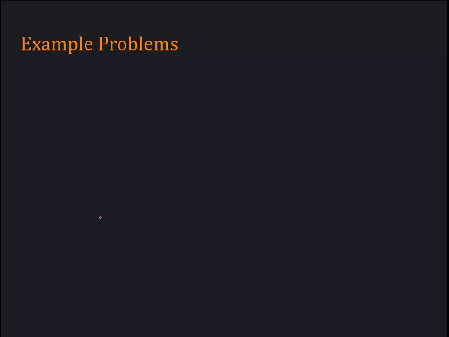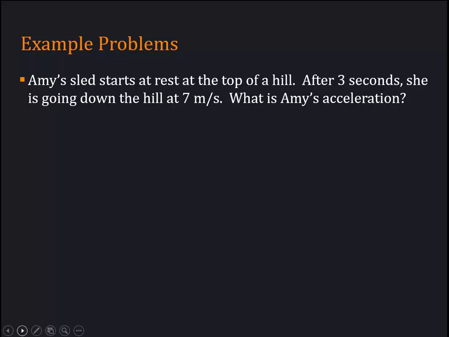Okay, so let's work an example problem. Amy's sled starts at rest at the top of a hill. After 3 seconds, she's going down the hill at 7 meters per second. What is Amy's acceleration? Like always, when you guys are working math problems, I expect to see your list of knowns and unknowns over here.